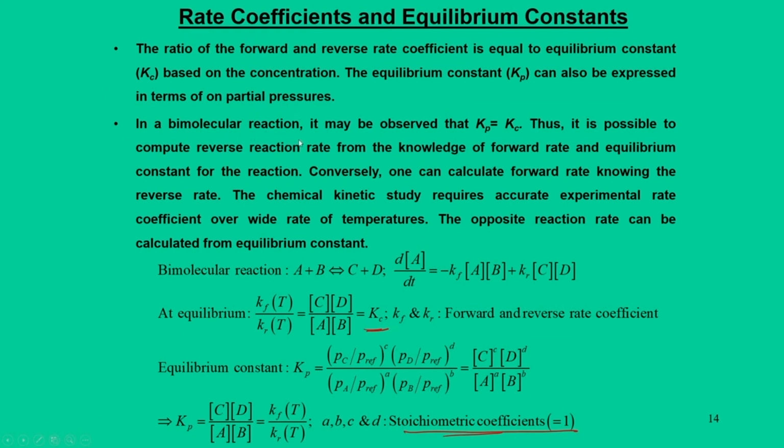It has been seen that in bimolecular reactions both are equal, which means it is possible to compute the reverse reaction rate from the knowledge of the forward rate and the equilibrium constant for the reaction. Conversely, one can calculate the forward rate by knowing the reverse rate. In other words, chemical kinetic study can provide accurate experimental rate coefficients over a wide range of temperatures. So, the rate coefficient and the equilibrium constant will govern all the parameters during all the elementary reactions.